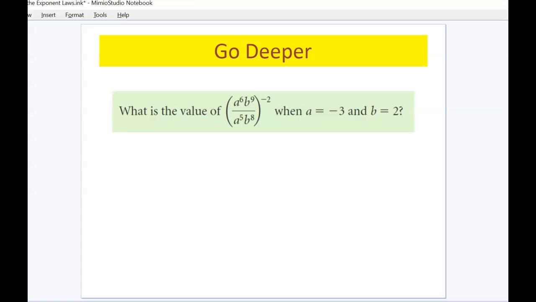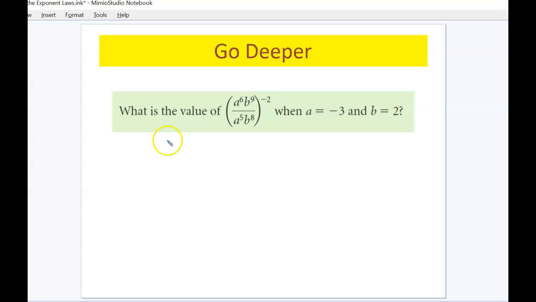Okay, in the next example, we're given an expression and we're given values for a and values for b, and it wants us to figure out the value of this ugly expression here. So what I would suggest to do first is to simplify the expression first and then substitute our values in at the end. So there's a couple of ways we could go about doing this. Number one, we could flip the base and change my exponent to positive, or I could simplify inside first and then flip my base. It's totally up to you.